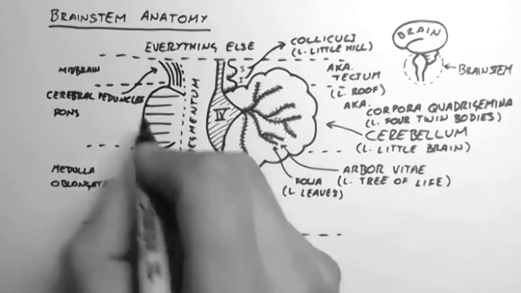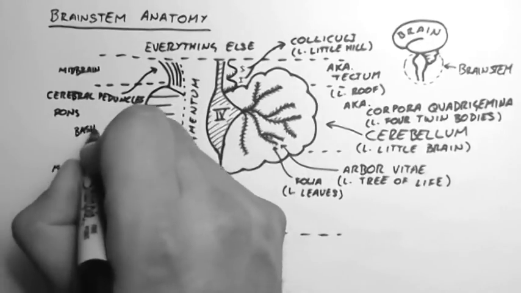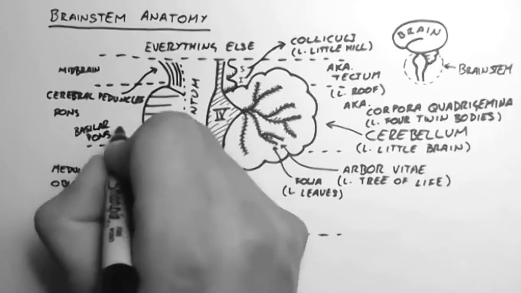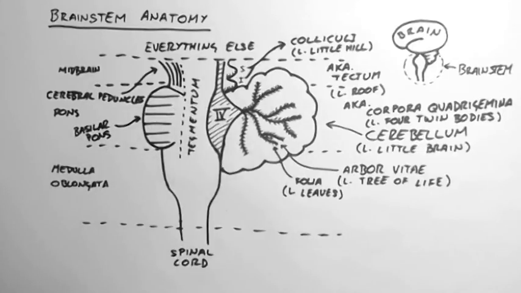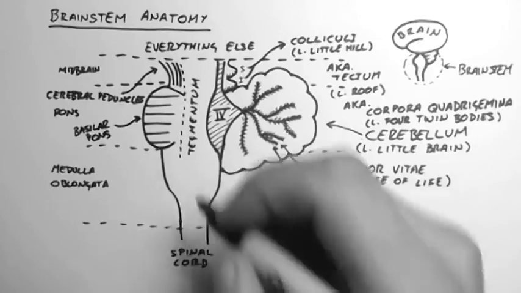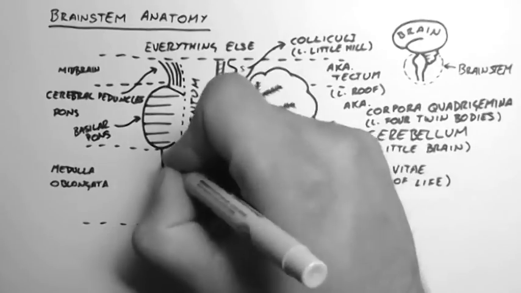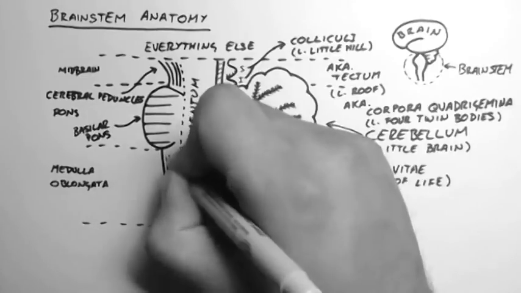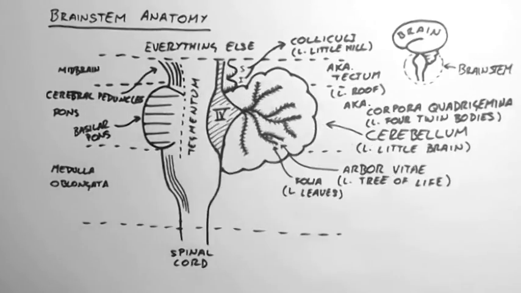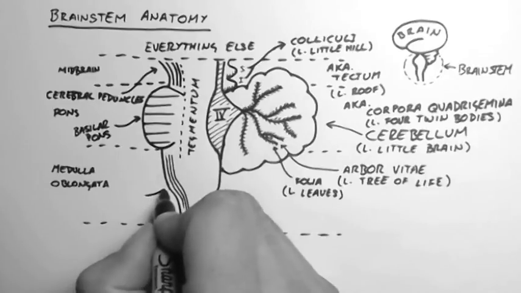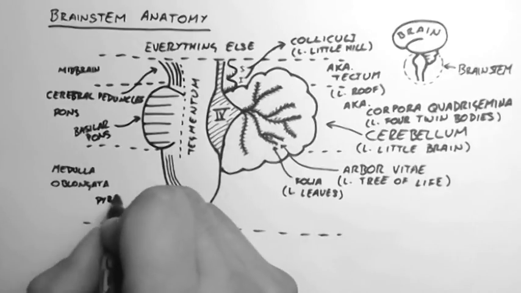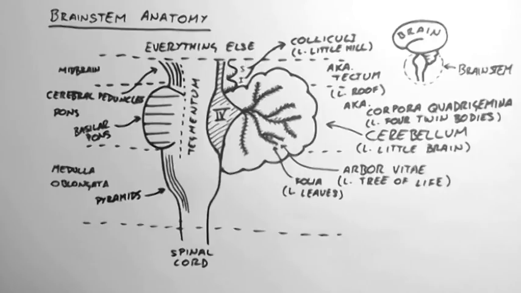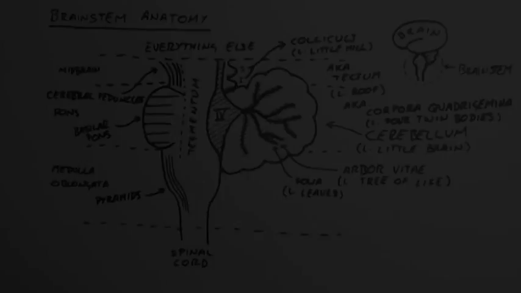Now this part of the pons that sticks out here we call the basilar pons. And there are also some big white matter tracts that run down here, and these are called the pyramids. And that's an overview of the brainstem anatomy through the mid-sagittal section.